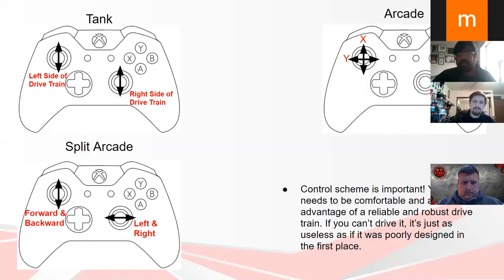The big takeaway here is that it's super important that your driver is comfortable and able to reliably control the robot. If you can't drive it, you might as well not be able to move at all. So making sure that your drivers have comfortable button layouts is really important. That can be just asking them, what do you think? What makes sense? Sometimes it doesn't make sense, but if they can drive it well, great.